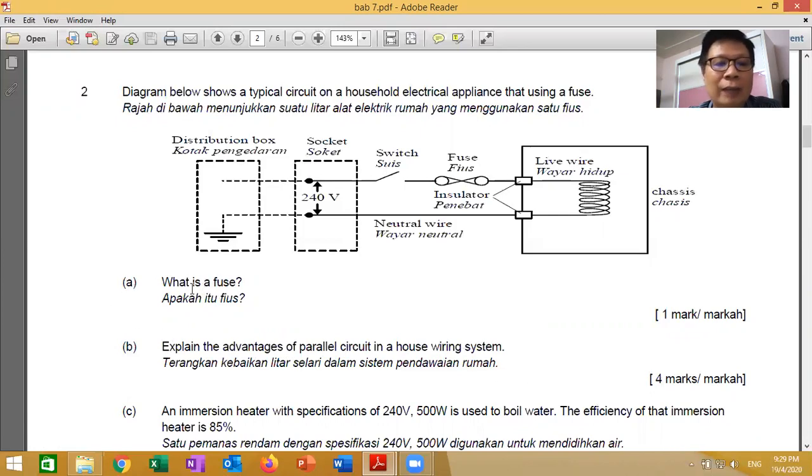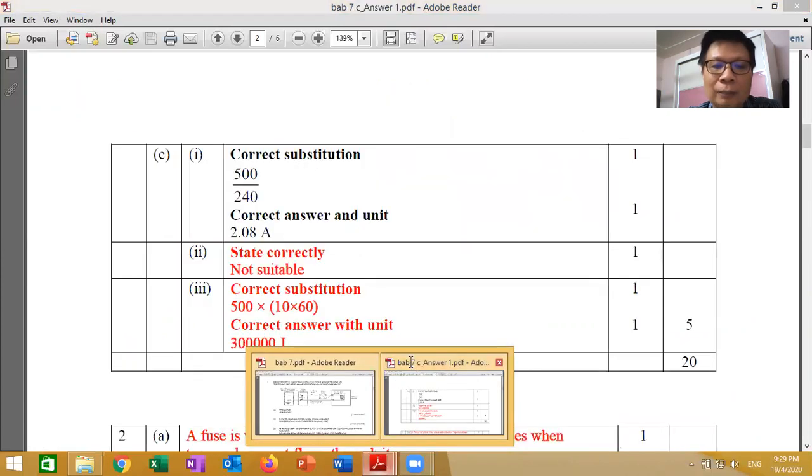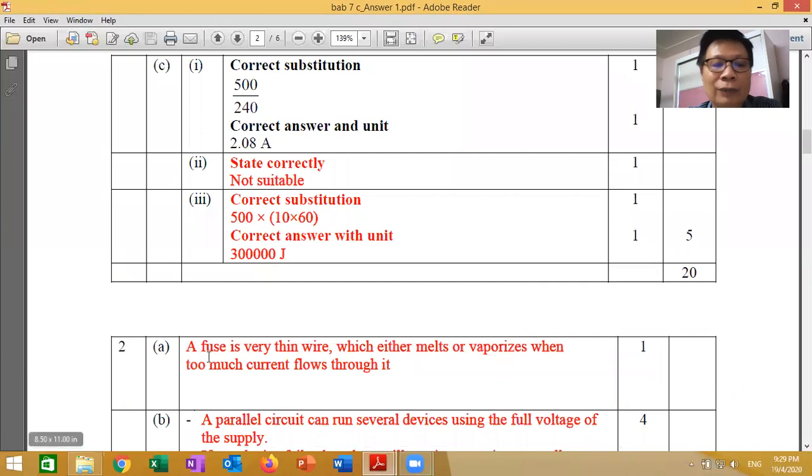Okay, let's look at the answer for this. What is a fuse? Right now, a fuse is a very thin wire which either melts, or seldom vaporizes, when too much current flows through it, okay? The purpose of melting is to cut off the current when the current is too big.